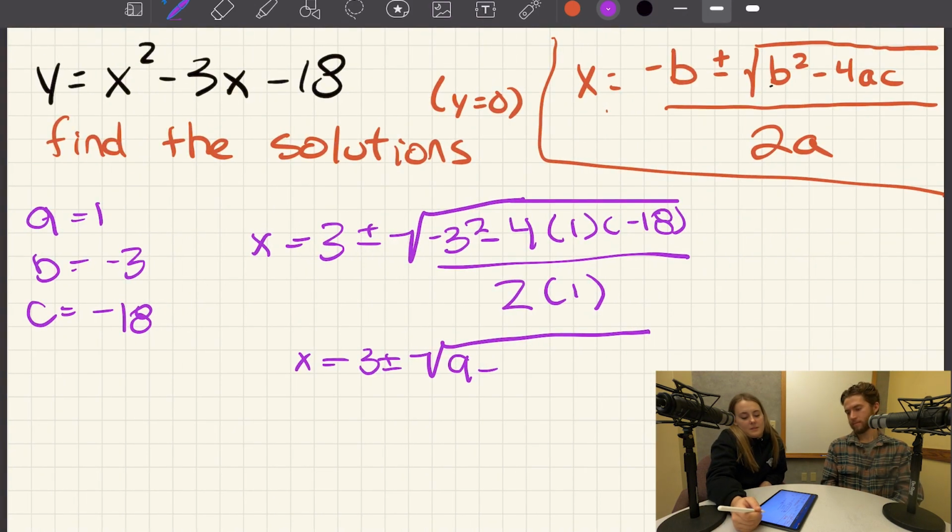Times negative 18. Yeah, 4 times negative 18. Could try it by hand. You could do 4 times 20.